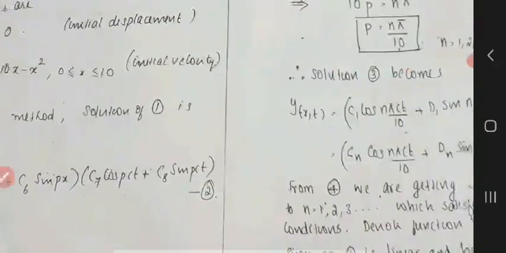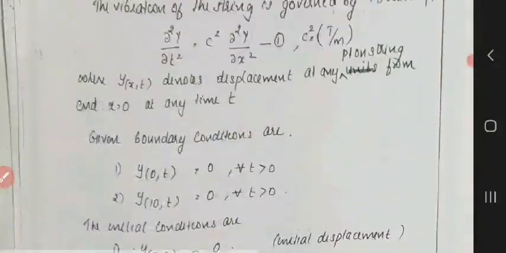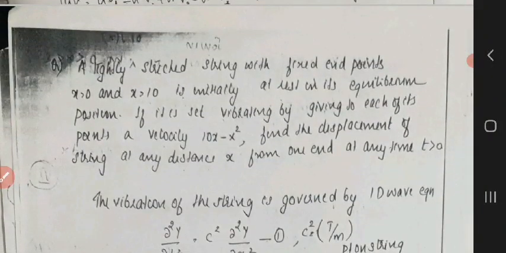So let us see the problem. This is the first one. A tightly stretched string with fixed endpoints x equal to 0 and x equal to 10 is initially at rest in its equilibrium position. If it is set vibrating by giving to each of its points a velocity 10x minus x², find the displacement of the string at any distance x from one end at any time t greater than 0. So read the question well. We have a tightly stretched string with fixed endpoints, that means x equal to 0 and x equal to 10.